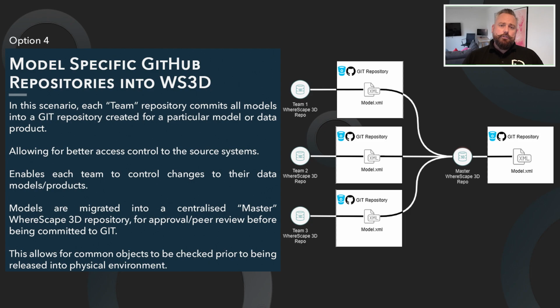This setup enables you to control the developer's access not only to the data models but to the source systems. So this offers you far more options and flexibility in the way that you create and provide access to your developers. Again, this has a master WhereScape 3D repository that pulls in all of the data models from the various Git repositories. This will be used to ensure there's no changes on common objects that may cause problems before we go into WhereScape Red. You could opt to not go into WhereScape 3D. You could opt to go into WhereScape Red and continue the development of your data model within the Red platform.